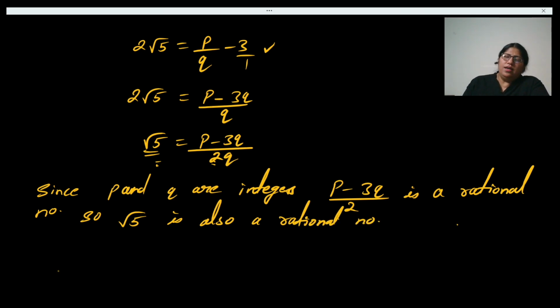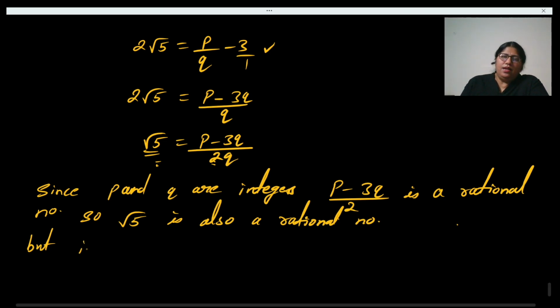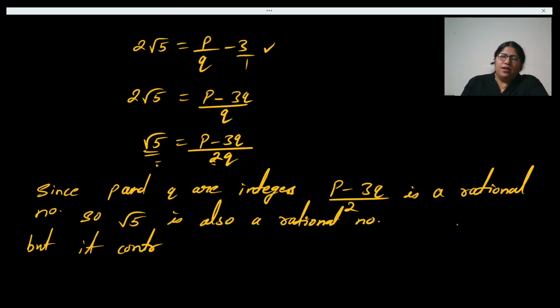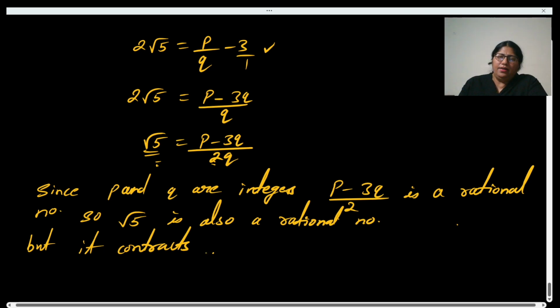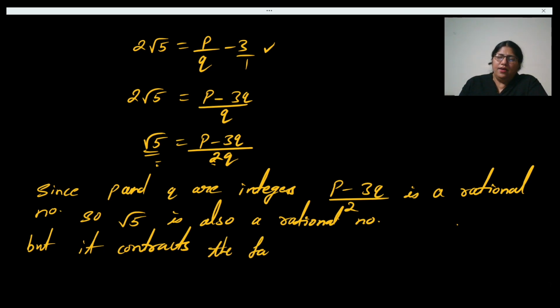But it contradicts the fact which is given here. It contradicts the given fact that root 5 is an irrational number.